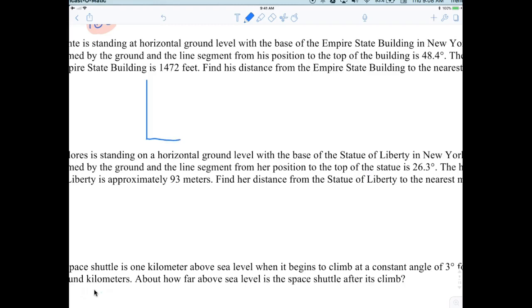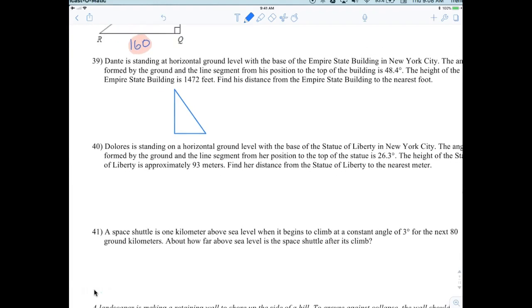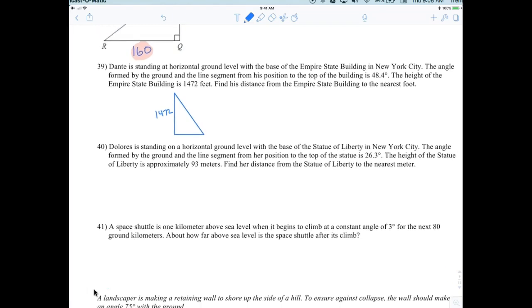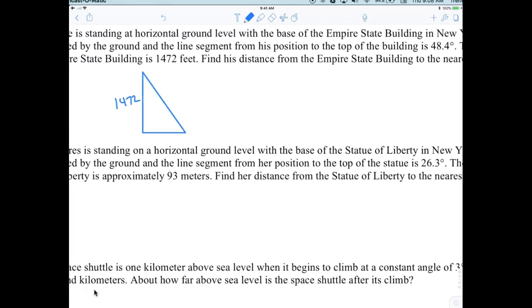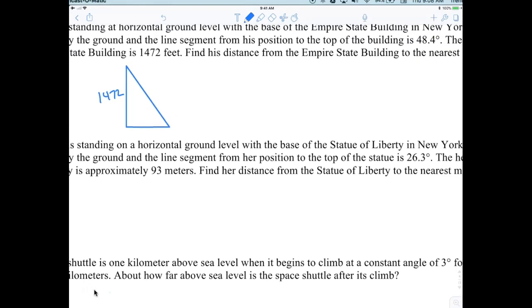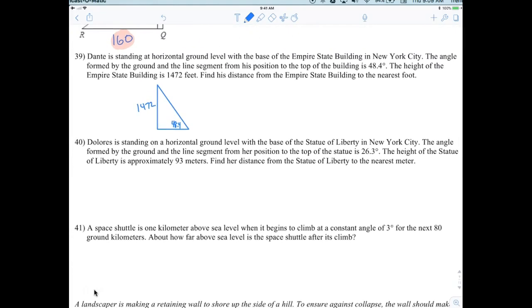All right. So when we draw a right triangle, it says the height of the Empire State Building is 1,472 feet. Find the distance from the Empire State Building. All right, so this person is standing at a horizontal ground level with the base of the Empire State Building. The angle formed to the ground and the line segment from its position to the top of the building, so basically, the angle of elevation is what? 48.4, right?